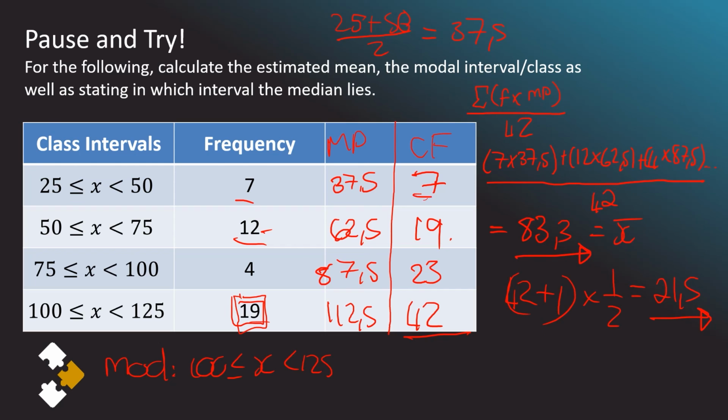And we'll notice that the first 7 data points appear in the first class interval. The first 19 data points will be appearing between the first and the second interval. Therefore, to find our 21st data point, we'll be looking within the third interval, which contains all of the data points between the 19th point and the 23rd point. So, the median interval is going to be between 75 and 100.